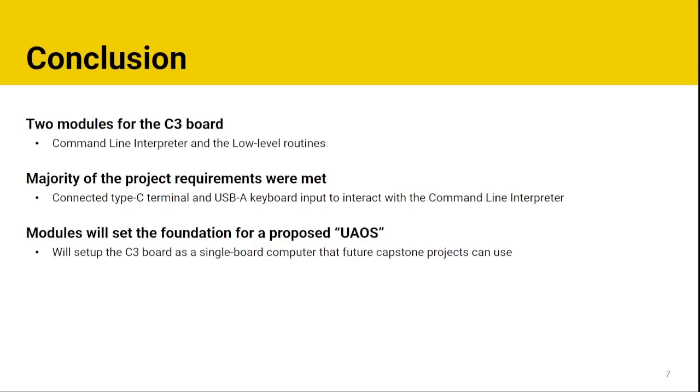In conclusion, our group developed two modules for the 11 Engineering C3 board, one for the command line and one for the low-level routines and peripherals. We succeeded in using the peripheral drivers to connect input devices such as the Type-C terminal and the USB-A keyboard to interact with the command line. Despite the challenges and hiccups that we faced, we were successful in implementing the majority of the project requirements. With these two modules and more, a completed UAOS can be achieved in the future, which will allow future capstone students to use a C3 board as a single board computer.